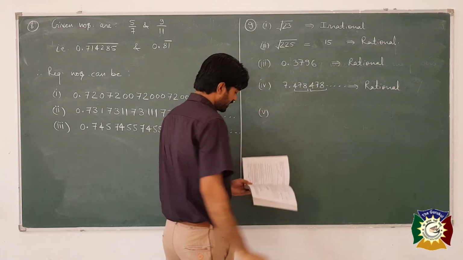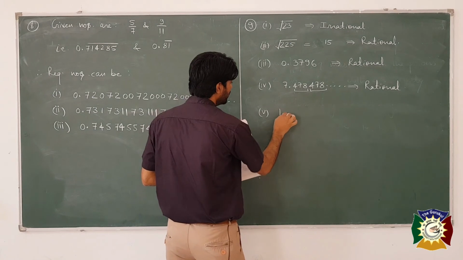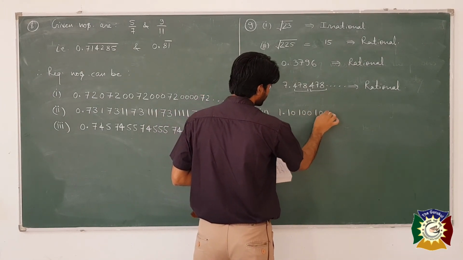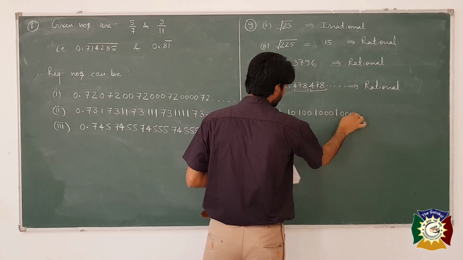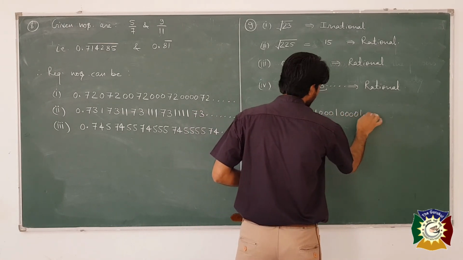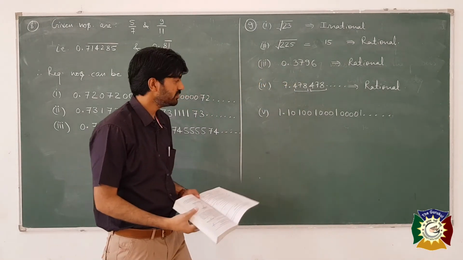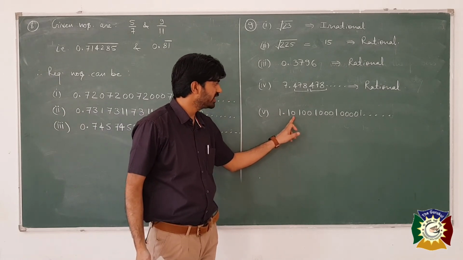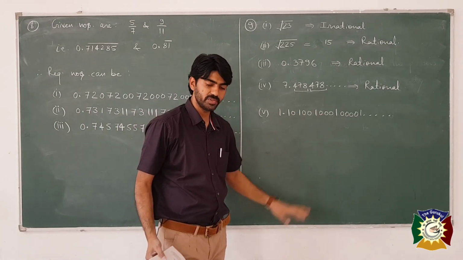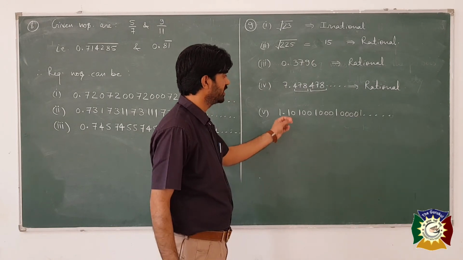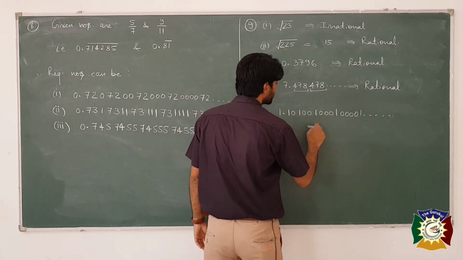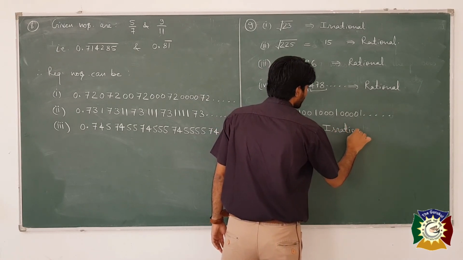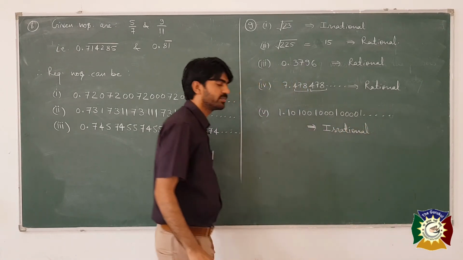Fifth part is 1.10010001000010 and so on, that is 1 0 0 1 0 0 0 1 0 0 0 0 1 and so on. Now see, this is this type of number. It is not terminating and it is not even repeating. So it is non-terminating, non-repeating, therefore this number is irrational.